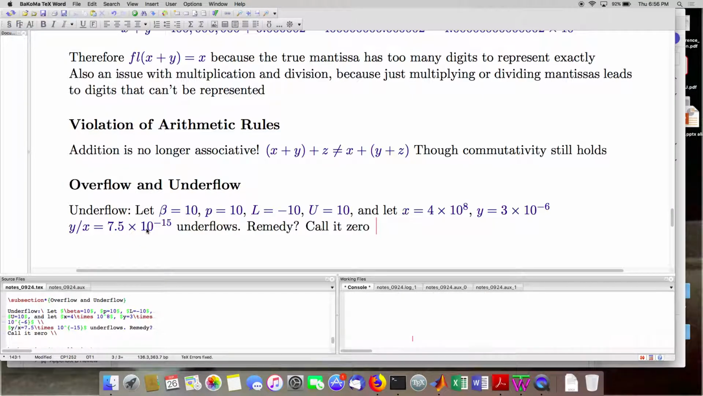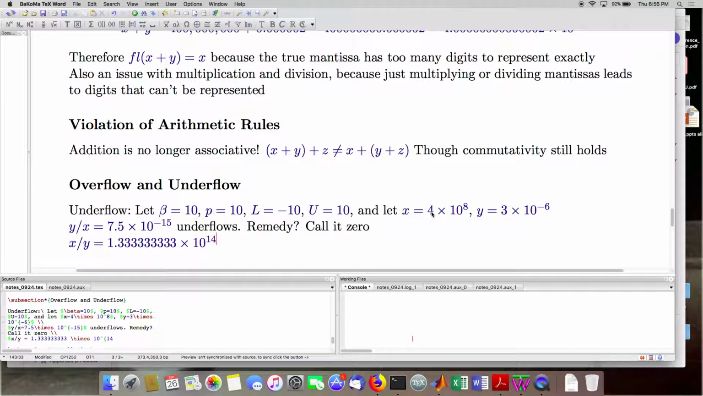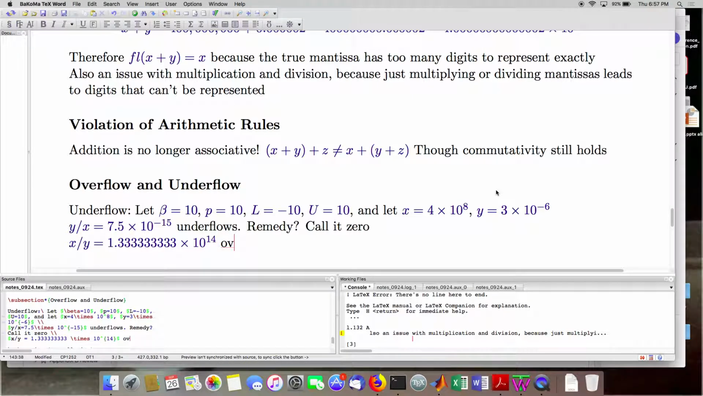Now let's go the other way. x over y. So here I have 4/3, so 1.33 repeating. I'll use as many digits as I'm allowed: 10 digits times 10 to the 14th. So this overflows.